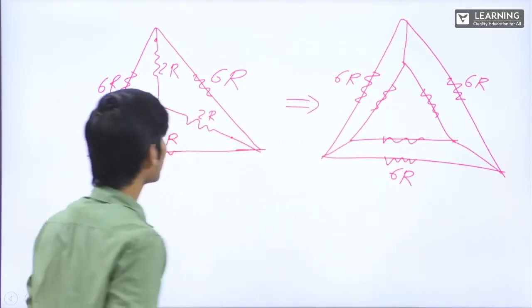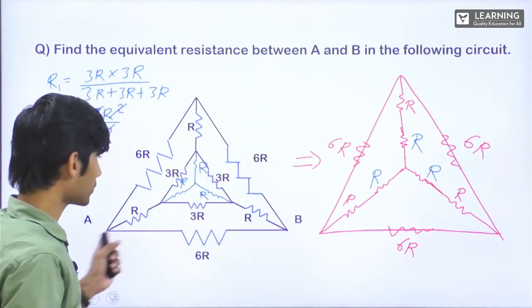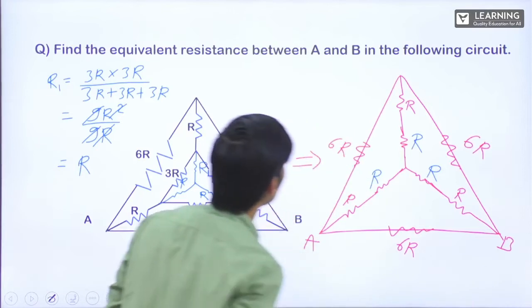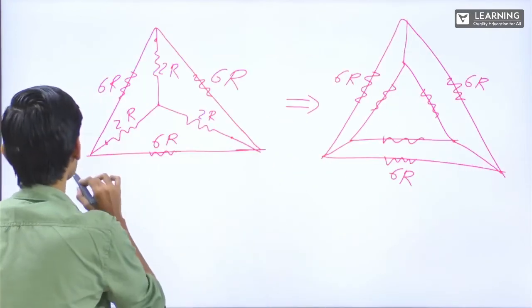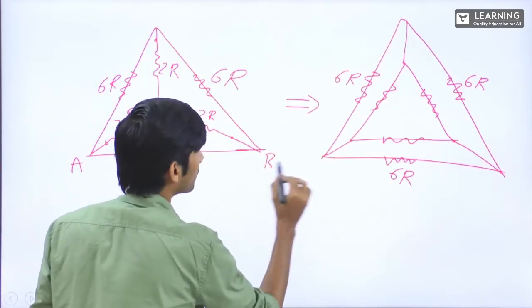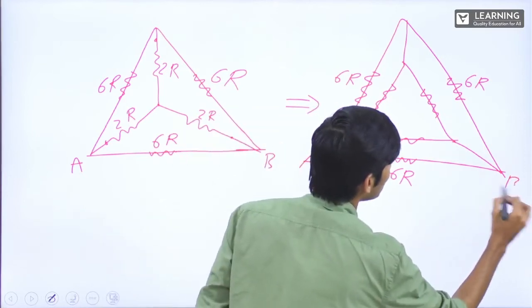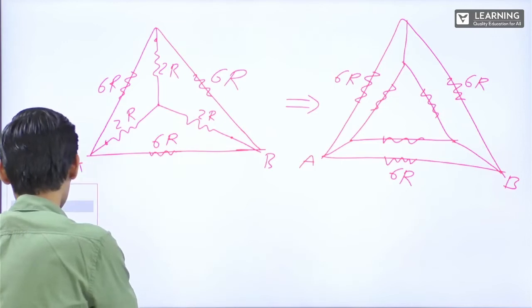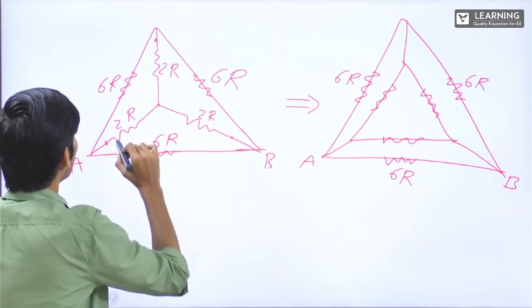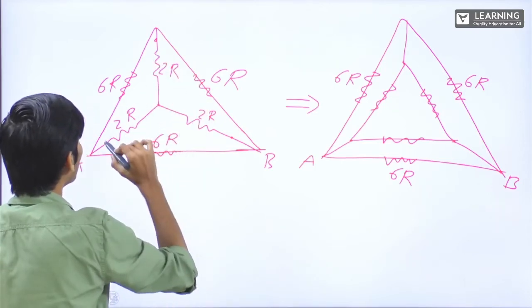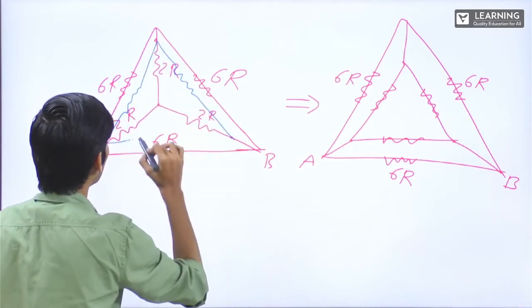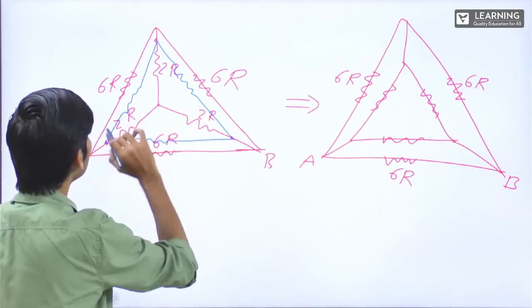Now don't forget, we have to find between A and B. This is A, this is B. Okay, I have to find these three resistances. See here. I am converting this star into delta. Let me write these resistances.